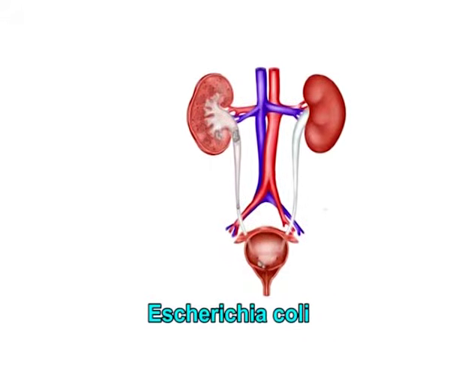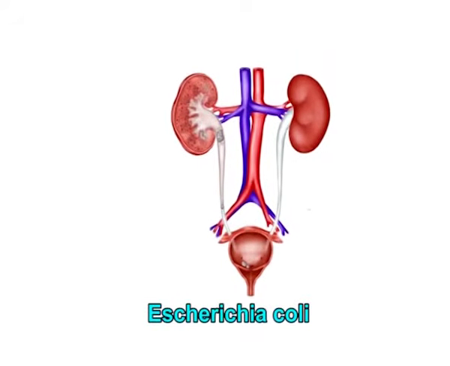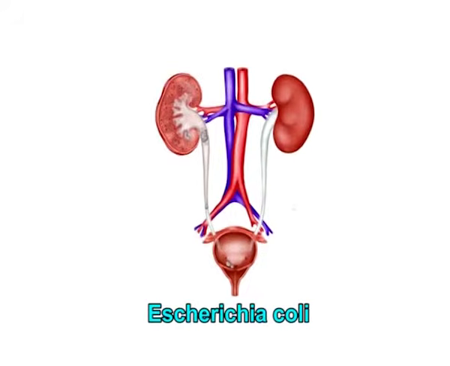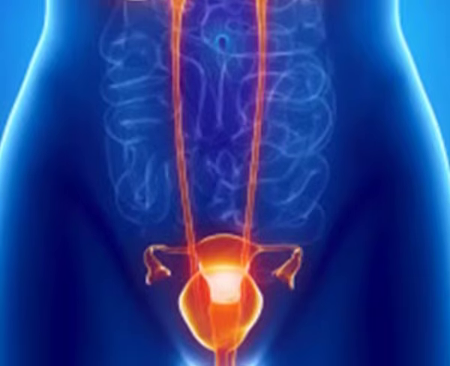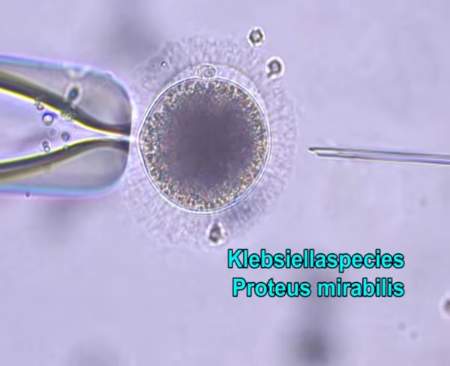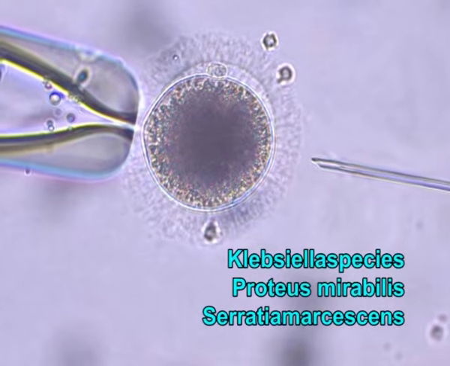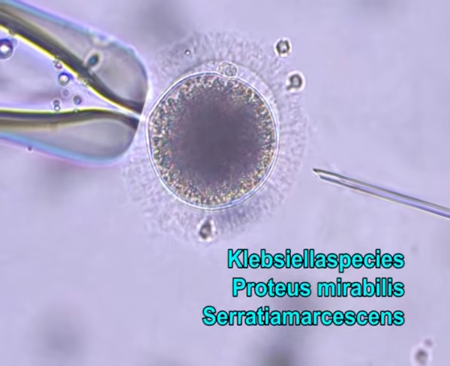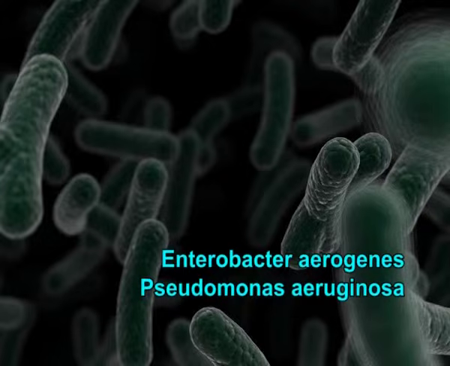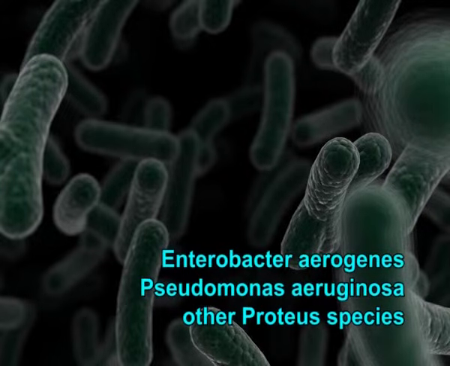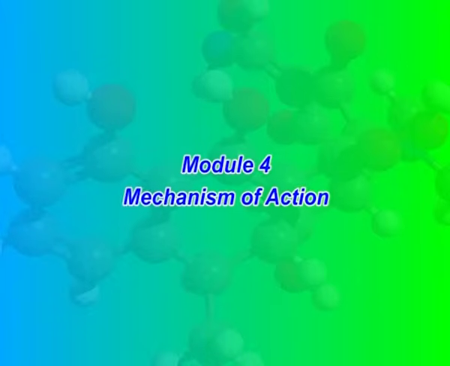E. coli frequently is susceptible when present in the urinary tract, particularly if the organism is community acquired and the infection has not been treated previously. Klebsiella species, Proteus mirabilis and Serratia marcescens vary in their in vitro susceptibility. Diseases caused by Enterobacter aerogenes, Pseudomonas aeruginosa and other Proteus species seldom respond to sulfonamides. With this, we came to the end of module 3. Next is module 4, which is about the mechanism of action of sulfonamides. So let us start with that.